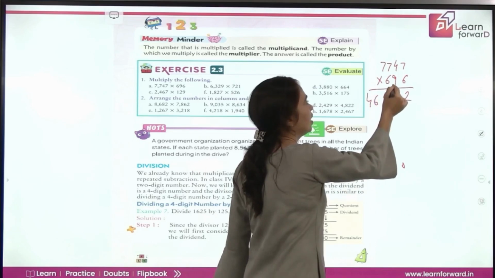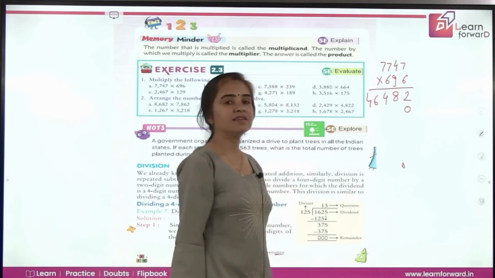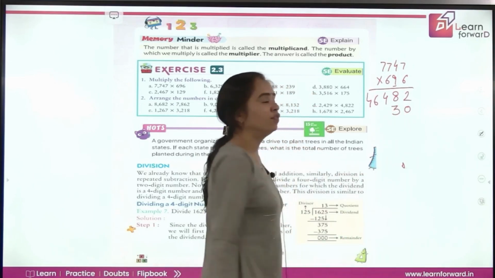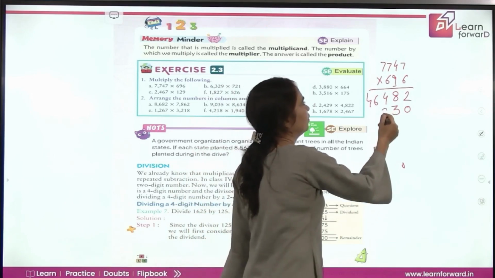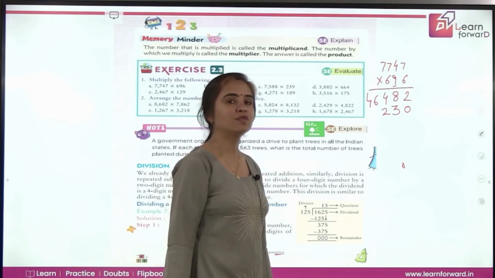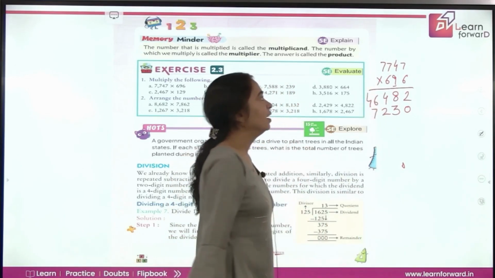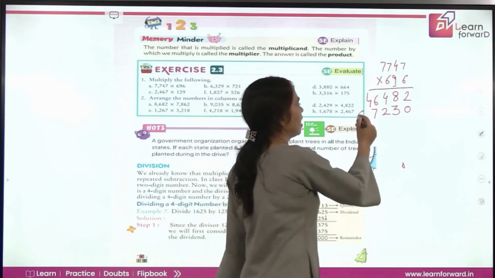Now next you are multiplying by the tens digit, so you will put a 0 here. 9 sevens are 63. Carry 6. 9 fours are 36 plus 6, 42. 9 sevens are 63 again. 63 plus 4 is 67. Carry 6 again. 9 sevens are 63 plus 6, 69.